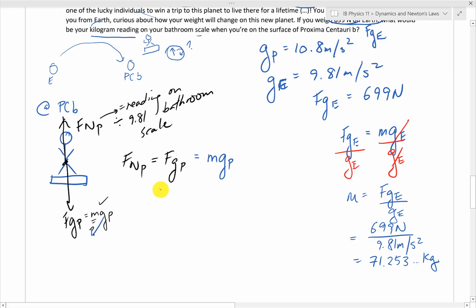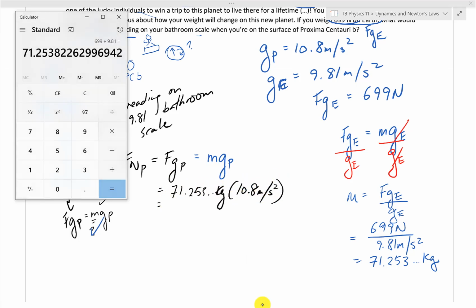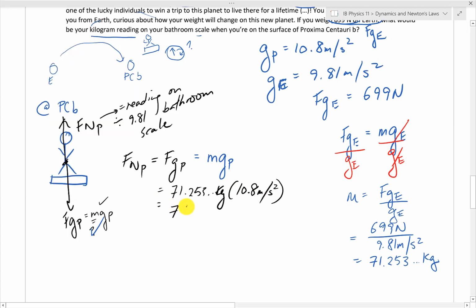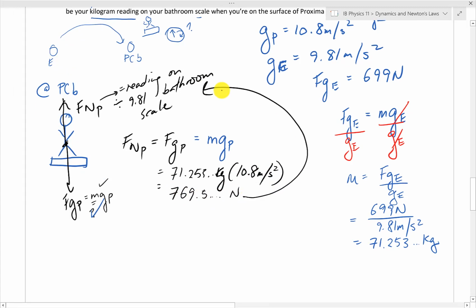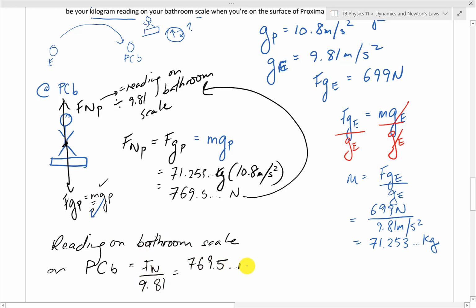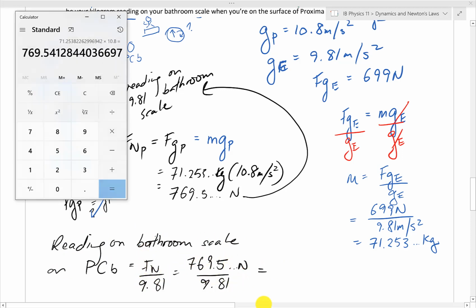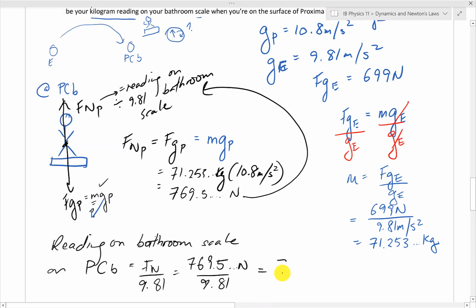Without doing any rounding, let's plug that in on the other side to find the weight of the person on this new exoplanet. Multiplying by 10.8 meters per second squared, we get 769-ish newtons, which we now need to divide by 9.81 to get the bathroom scale reading on Proxima Centauri b. Dividing by 9.81, we get 78 kilograms, which is larger than the reading we would have on Earth.